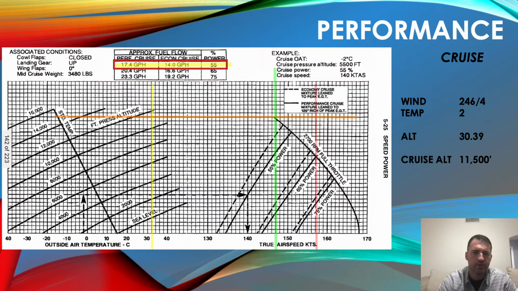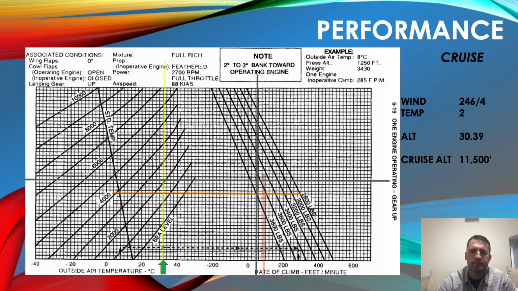All right, performance cruise. We're going to find our true airspeed and our fuel burn. We're going to enter at temperature, then move up to pressure altitude. Then we follow it across and find where we fit at 55% power, which looks like we're off the chart there. So I just found the arc. It came down to 156, something like that, which sounds about right. And also at the top there, we can find out at 55% power what kind of fuel burn we're going to be doing, depending on how we lean the aircraft.